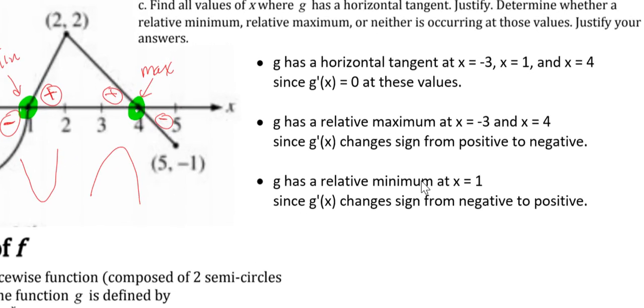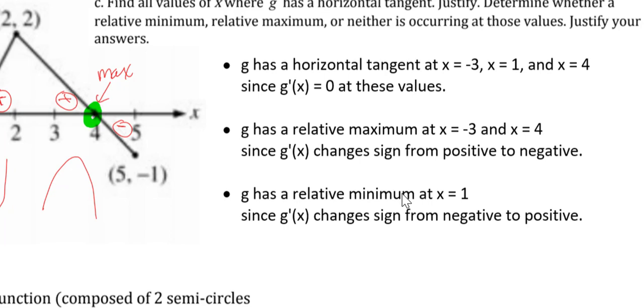Now, when it comes to justifying our horizontal tangent, you simply want to state g has a horizontal tangent at x equals -3, x equals 1, and x equals 4, since g prime of x equals 0 at these values. For our relative max or min, you have to identify where the x value is, and how there's a sign change. Do you go from positive to negative or negative to positive? So the two things you'll need to indicate are where and how: where the x value is and how the sign of g prime changes.